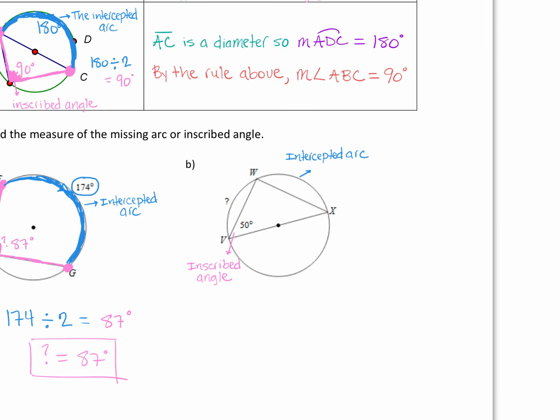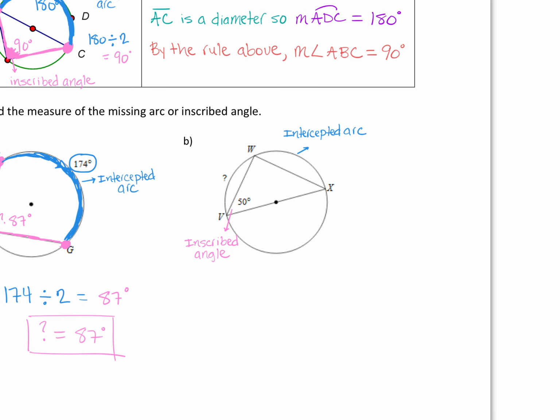And let's follow then our inscribed angle. So this right here is 50 degrees. So follow that to the other edge of our circle, and it creates this intercepted arc. And so we need to take that 50 and multiply it by 2, and that equals 100 degrees. So this intercepted arc is 100 degrees.